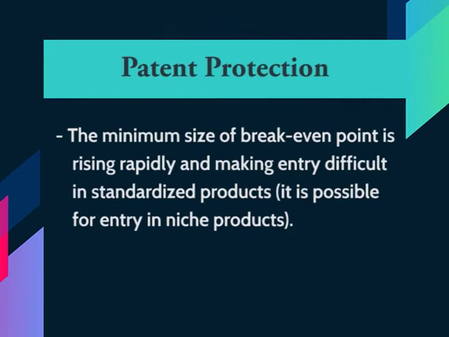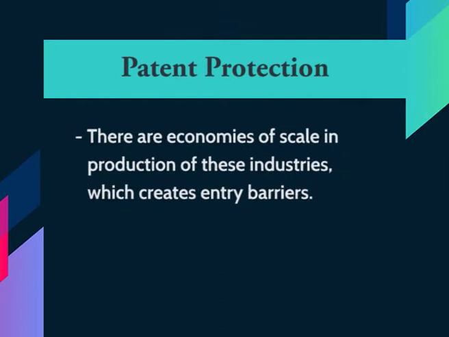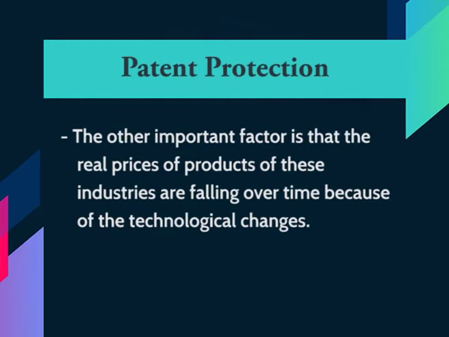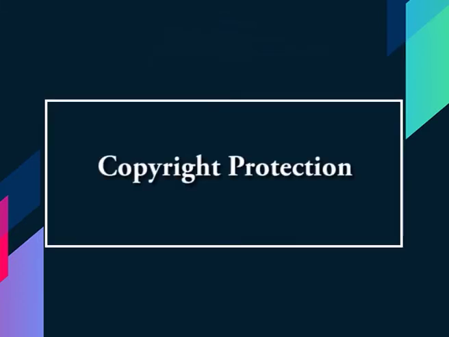The minimum size of the break-even point is rising rapidly and making entry difficult. In standardized products, it is possible for entry. In niche products, there are economies of scale in production in these industries, which create entry barriers. There are first mover advantages for the firm which brings the invention to the market. The other important factor is that the real prices of the products of these industries are falling over time because of technological changes. Now, we will discuss copyright protection.